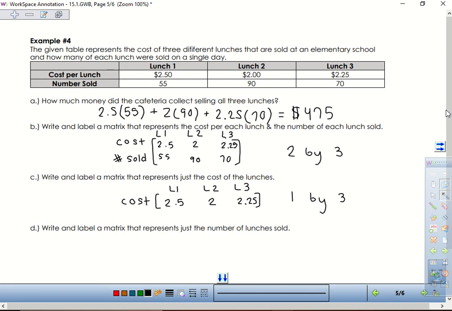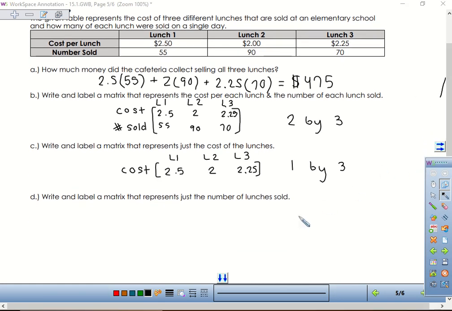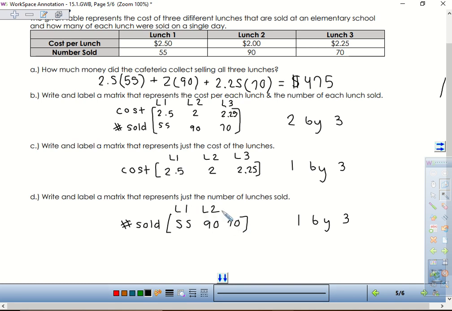And then write and label a matrix that represents just the number of lunches sold. What's that one going to be? 1 by 3. And it's the same idea as this one, but instead of cost, we're going to do number sold. So 55, 90, and 70. L1, L2, and L3. So does anybody have any questions about this so far? Okay.